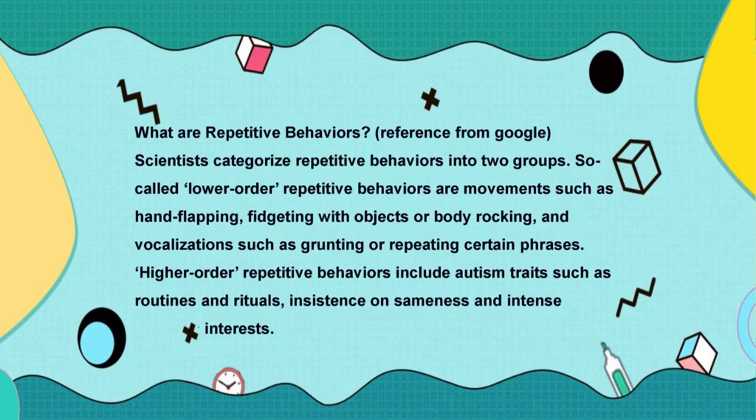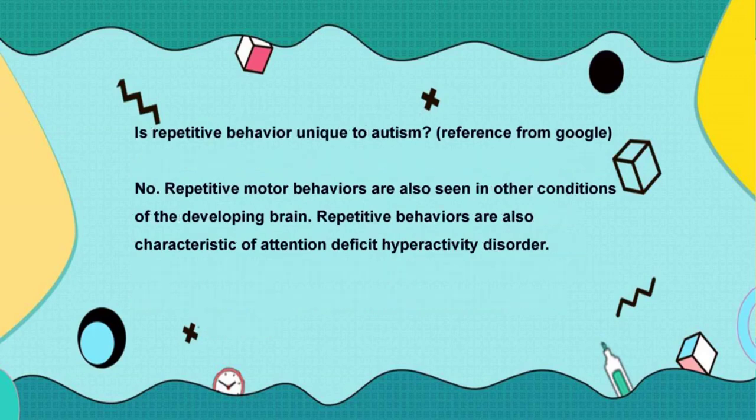So what are repetitive behaviors? The research says repetitive behaviors can be put into two groups. So-called lower order repetitive behaviors are movements such as hand flapping, fidgeting with objects or body rocking, and making sounds like grunting or repeating certain phrases. Higher order repetitive behaviors include some ASD traits such as routines.